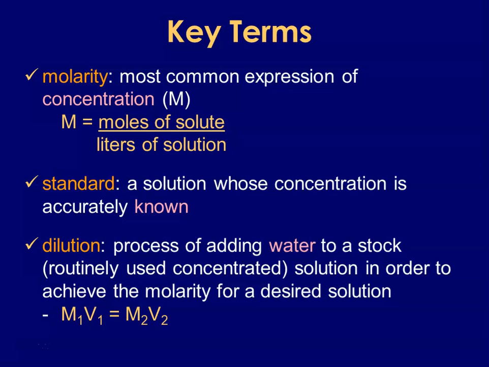So when we absolutely know the concentration of a solution, it is known as a standard, and we can use those standard solutions to make dilutions. Adding water to a stock solution, one that's more concentrated, one that we absolutely know its concentration of, and knowing the volume of the diluted solution we want to prepare, we can determine how much of that stock solution we need to use.